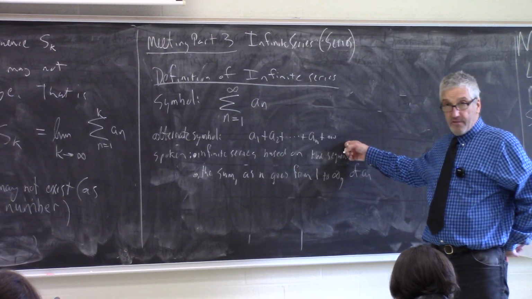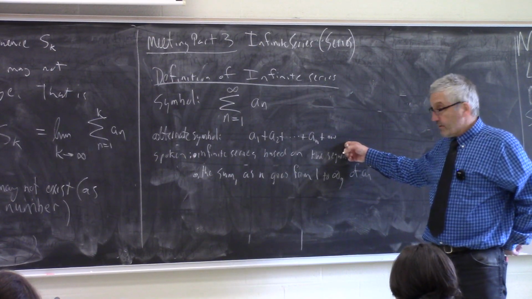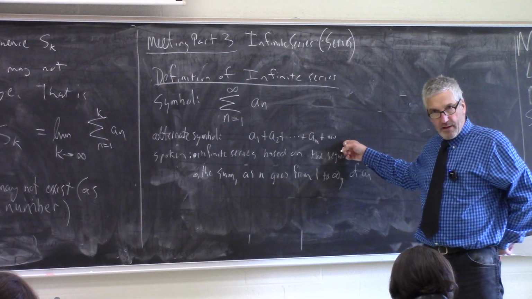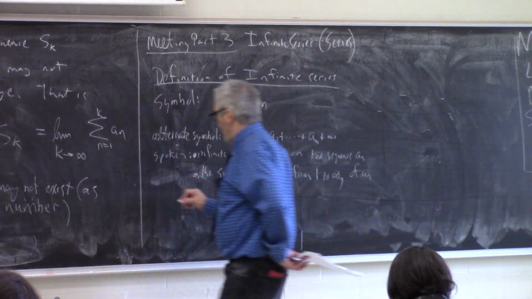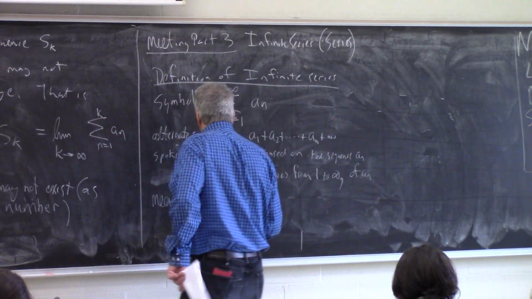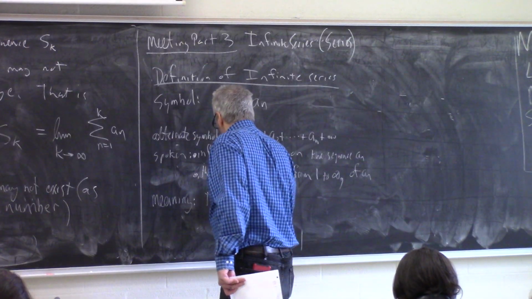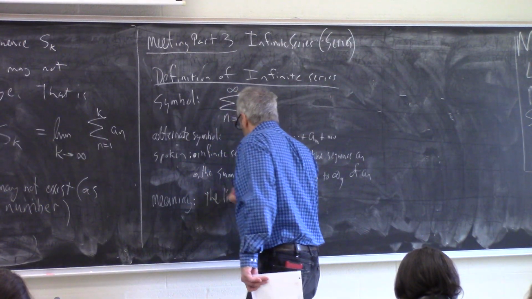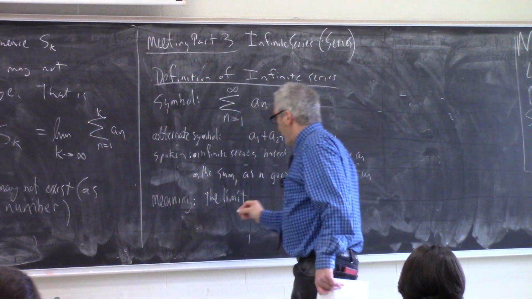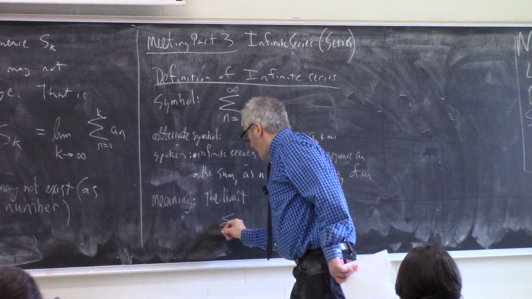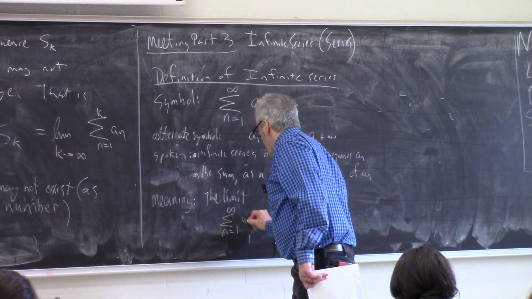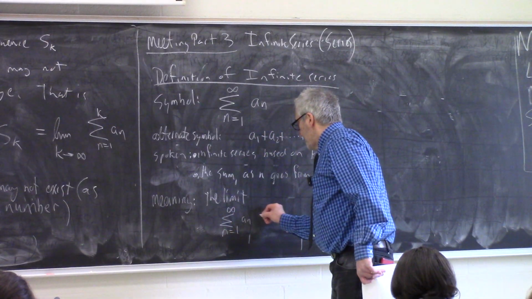So this symbol looks impressive. You should show this to your parents. It'll really intimidate them. But the thing is, we can't add together an infinite set of things. So what this means is the limit. In other words, this symbol stands for something that's a limit. So I'm going to write this down. This symbol, n equals 1 to infinity of AN, that means this.